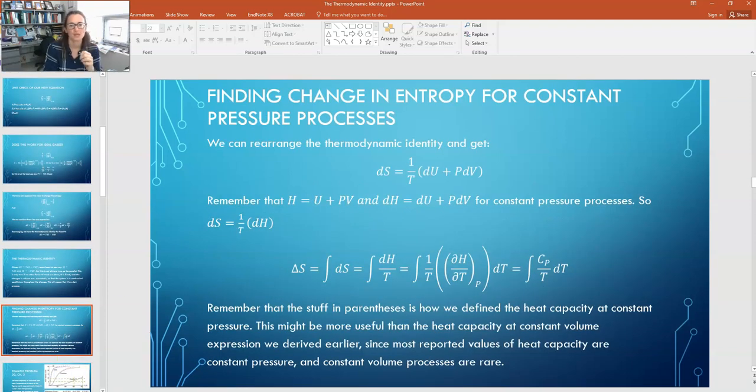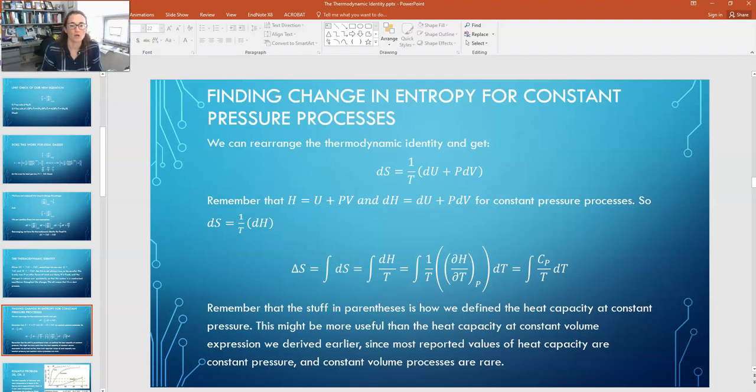All right. Now, what can we do to have a more useful expression for the change in entropy for systems? Remember, that was one of the whole focuses of this lecture. At the beginning, we said, oh, we have this great expression for the change in entropy. It's the integral of CV over T dt. But not everything's constant volume, so what do we do? Well, here we go. Remember that we had the thermodynamic identity, and we can rearrange it this way: ds is equal to 1 over T times du plus PdV.